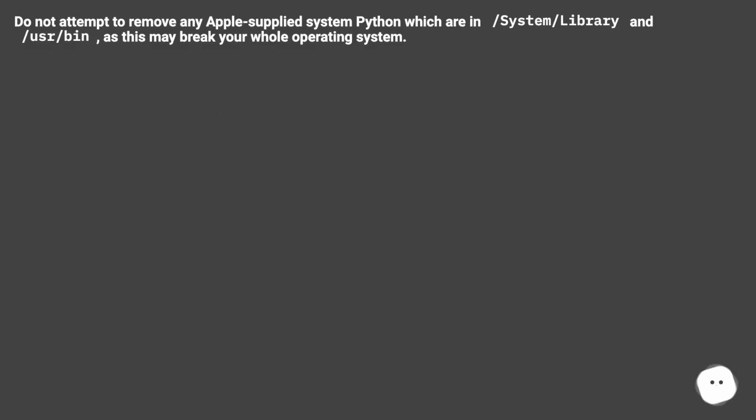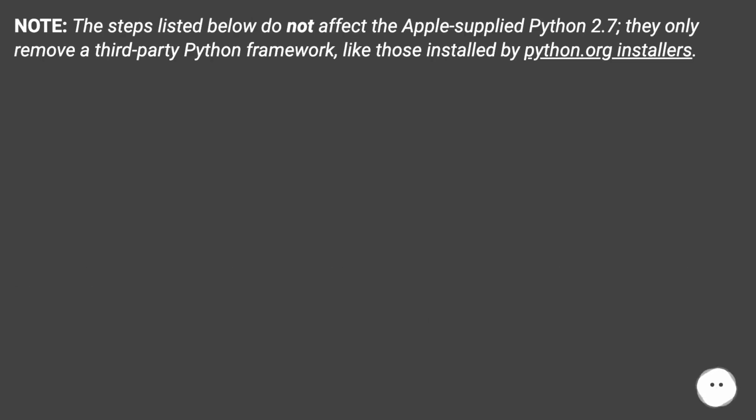Do not attempt to remove any Apple-supplied system Python, which are in /System/Library and /usr/bin, as this may break your whole operating system. Note, the steps listed below do not affect the Apple-supplied Python 2.7, they only remove a third-party Python framework, like those installed by python.org installers.